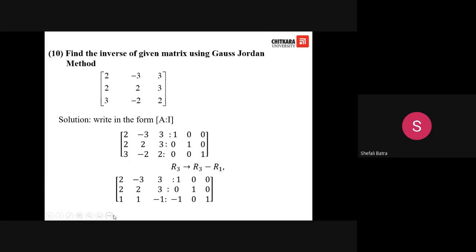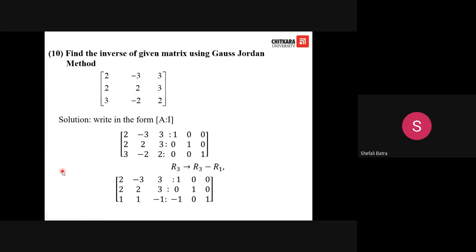Yeah, so we were at this. We have applied R3 minus R1, so we are at this step: 1, 1, minus 1, 0 and 1. Then R1 interchange R3, so we have interchanged this. We are at this step. After that, you need to convert this given matrix into identity matrix, and corresponding to those operations, whatever matrix you are getting at this place will give you the inverse of that matrix.